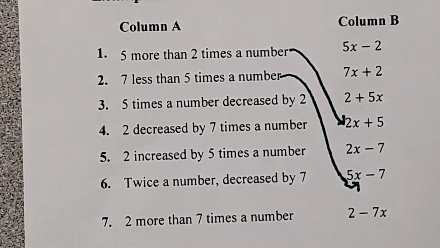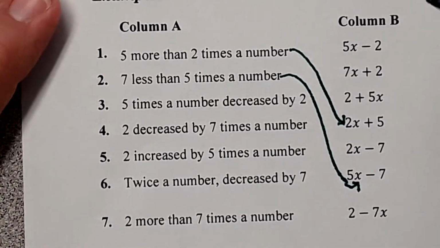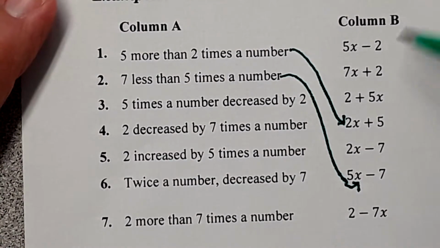Okay, 5 times the number decreased by 2. So 5 times the number, that's nice, right? Because you know it's going to be 5x. Yep, 5 multiplied by a letter. And then decreased. What does decreased mean? Subtract. So 5x minus 2. Oh, there we go.